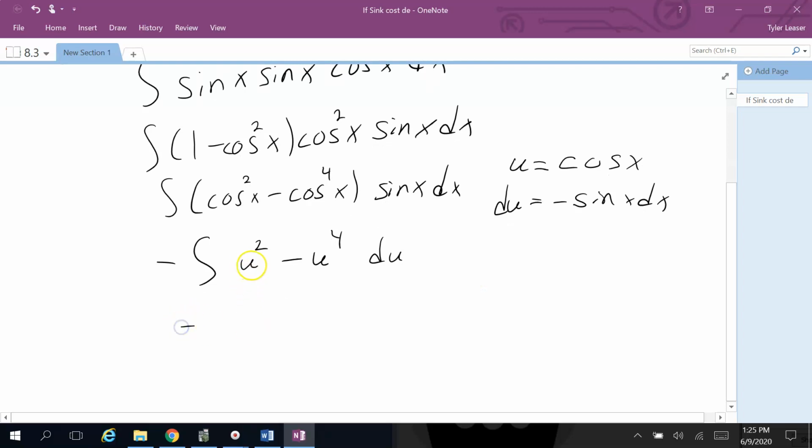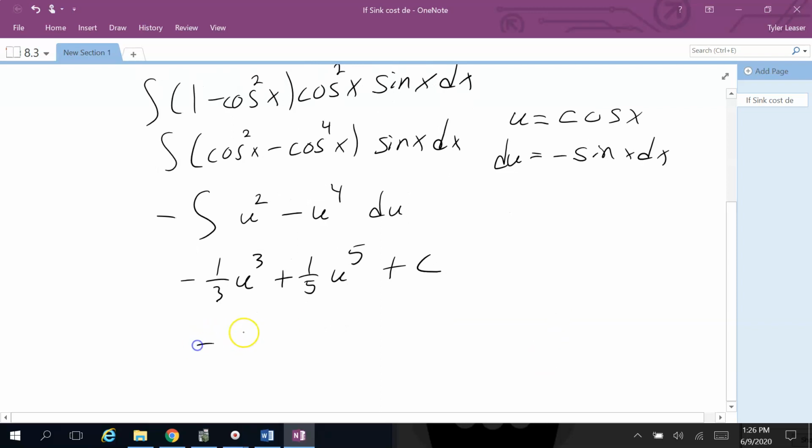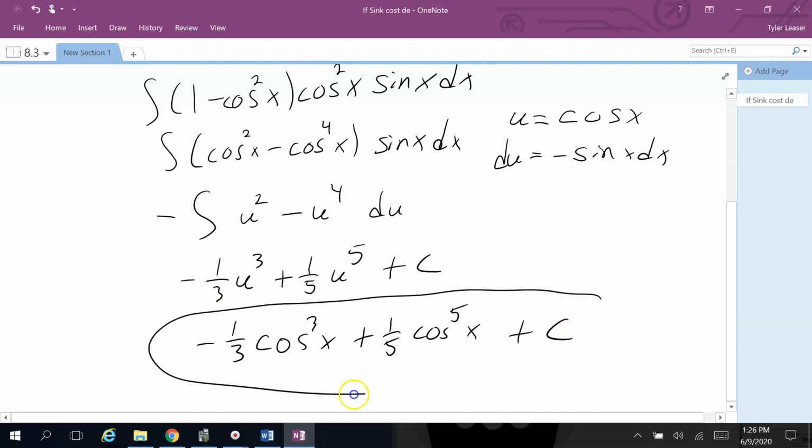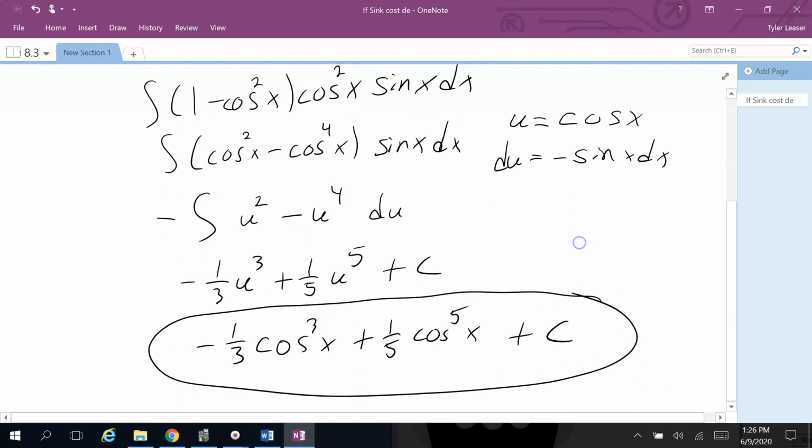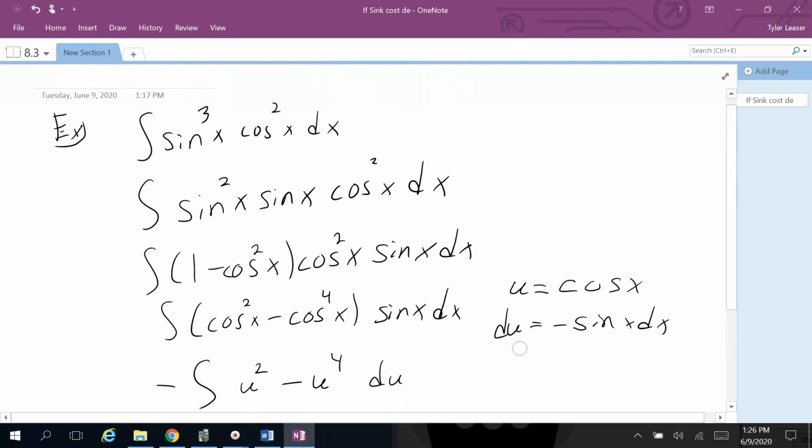Antiderivative now, so negative u squared is going to go to 1/3 u cubed. This negative, I'm going to go ahead and cancel out with that negative and make it a positive, and the antiderivative 1/5 u to the 5th. Don't forget the plus c. Finally, redo your substitution. Remember, u is cosine. Sorry, completely spaced there. Plus c. And there we go. So that's going to be my antiderivative. If you did take the derivative of this, negative 1/3 cosine cubed x plus 1/5 cosine to the 5th x plus c, I promise you it would end up being this up here, the sine cubed cosine squared.